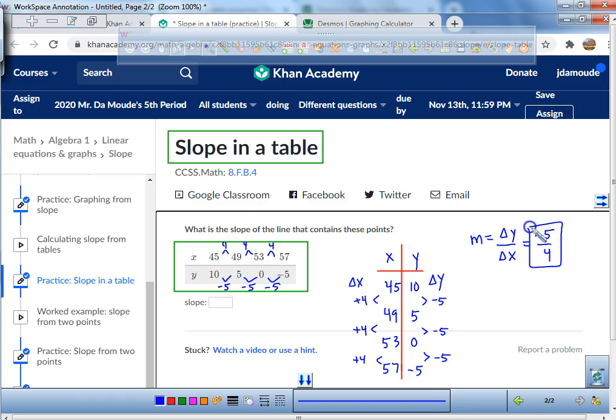Does everybody see how important it is to make sure you put the change in the y over the change in the x? Because if a student typed in 4 over negative 5, would they get it wrong? Yes, they would. Now listen up. We have another tool in the toolbox. What is that tool that we are allowed to use? Desmos.